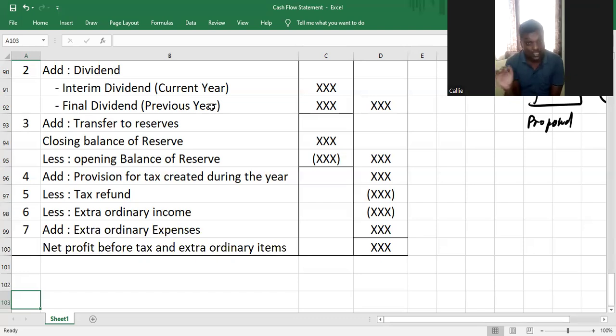And then you reduce tax refund because tax refund would have got added in the P&L account. You're working backwards, so you reduce tax refund. Extraordinary income also you reduce, and you add back extraordinary expense to arrive at the net profit before tax and extraordinary items, which will serve as the first working note in your cash flow statement. This will be the first item and the starting point of your cash flow statement.